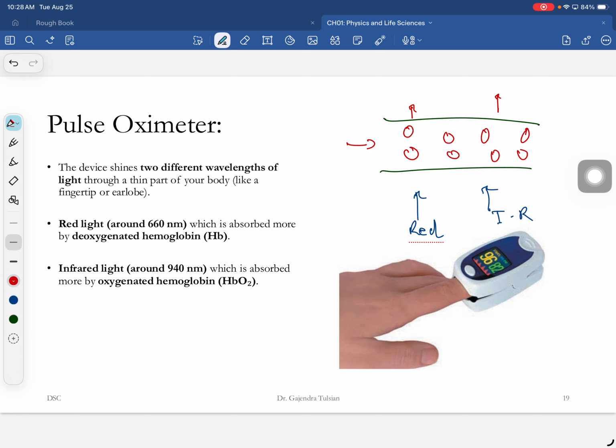Did you guys understand that? So we're measuring the difference between the red light and the IR. So you're shining infrared light and red light from the bottom, and at the top you're measuring it. If infrared light is low, that means your blood is oxygenated. And if the red light is low, that means it's deoxygenated. That's it. So you have to use two different wavelengths and measure their intensity. And that's how you measure blood oxygen level.